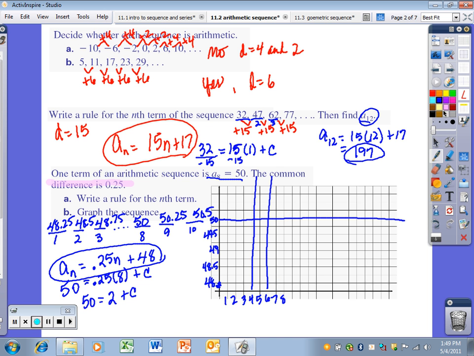Okay, let's plot those in red. 1, 48.25. 2, 48.5. 3, 48.75. 4, 49. 49.25. 49.5. 49.75. 50. Is this looking linear? Is this a linear equation? Repetitive adding is linear.